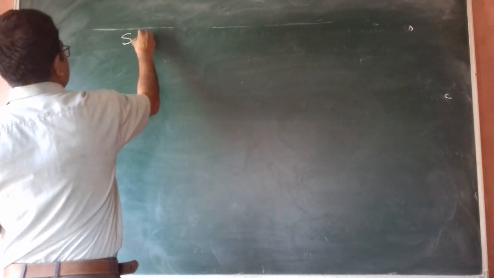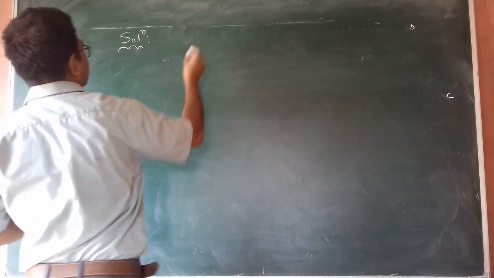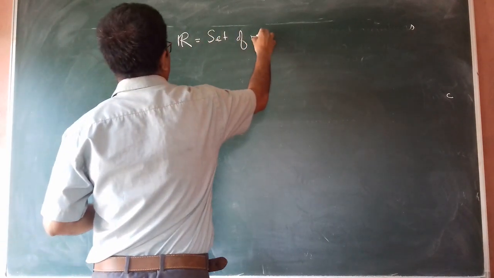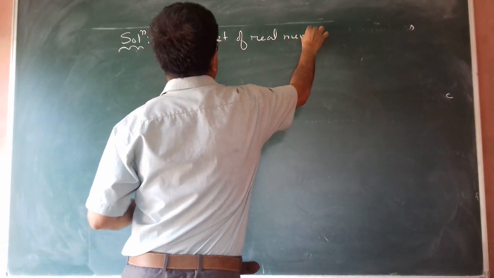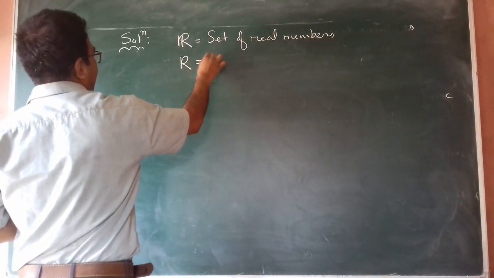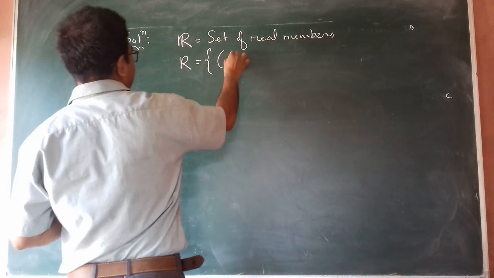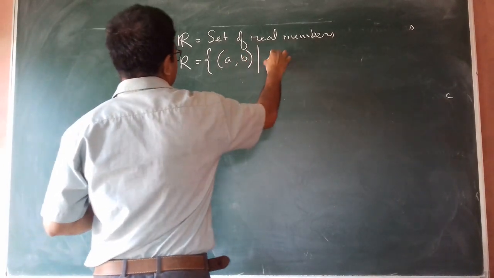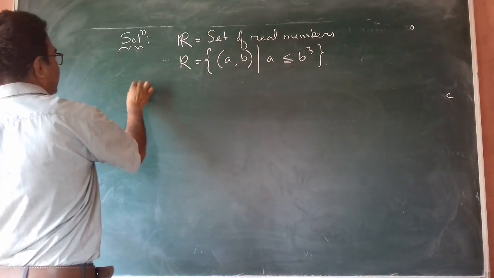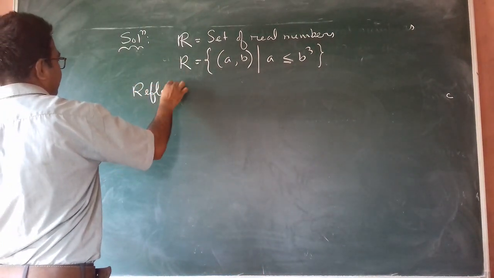Solution: R is the set of real numbers. And here the definition for the relation is (a, b) such that a is less than or equal to b³. Now the first condition is reflexive.